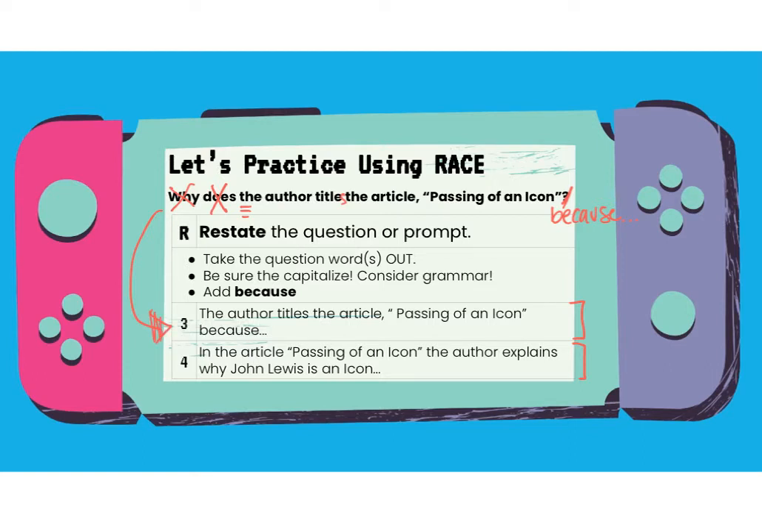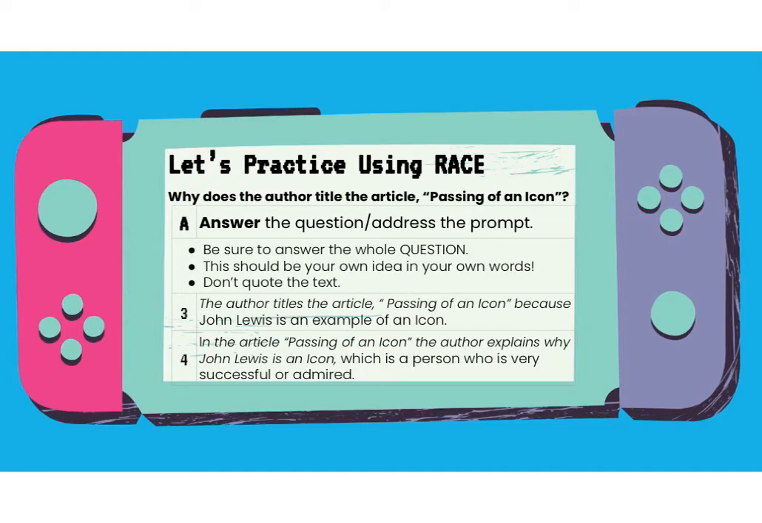But if we really want to step it up, we can say, in the article, Passing of an Icon, the author explains why John Lewis is an icon. And that's just more complex. It's bringing in who the title person is from the article and rephrasing things a little bit. So here we go.